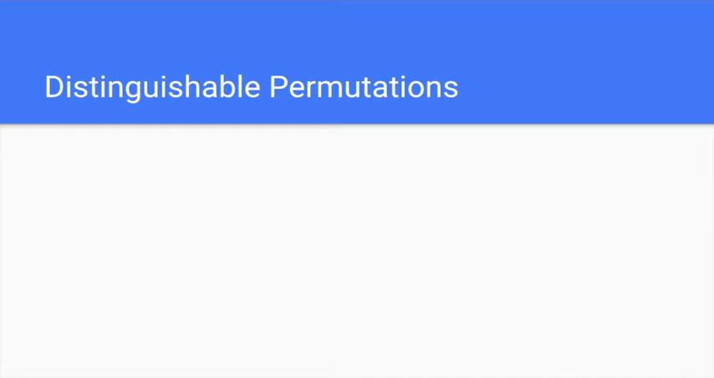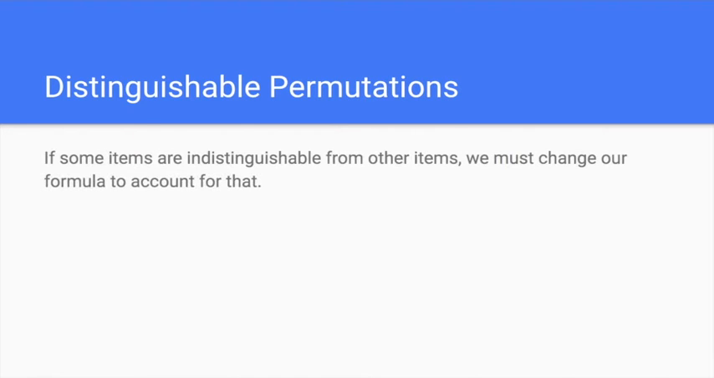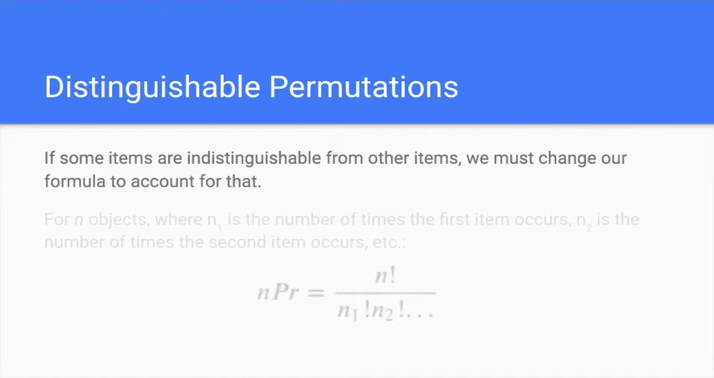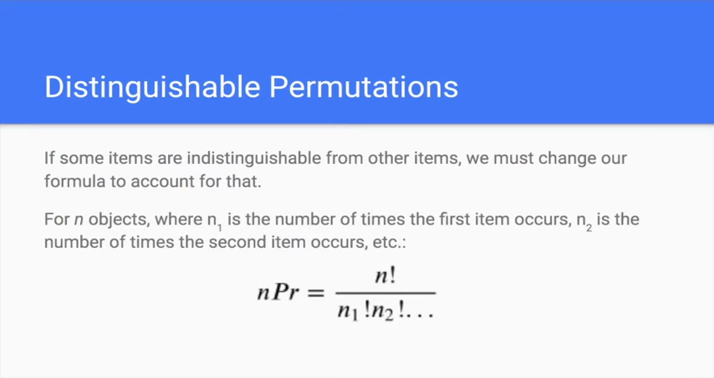And so this brings up the idea of something called a distinguishable permutation. In order to account for the fact that you could arrange 2 different items differently, but it would seem to be the same, like there's no way to tell, we need to change our formula. The way we do it is we take n factorial, which is our total number of objects, so the total number of marbles in the bag, divided by n sub 1 factorial, the number of red marbles, n sub 2 factorial, the number of blue marbles, etc.